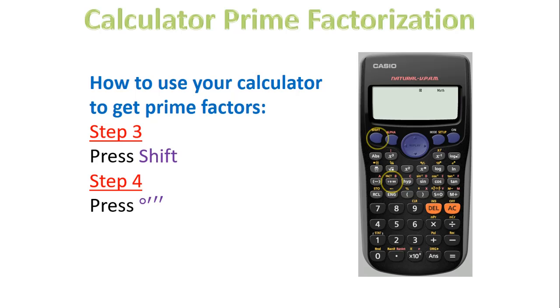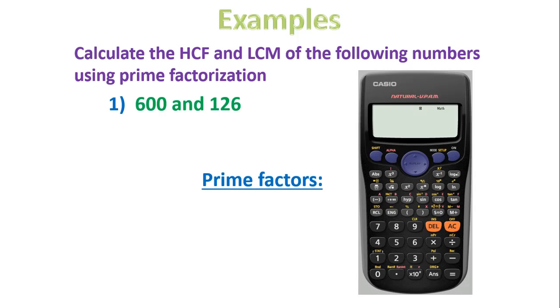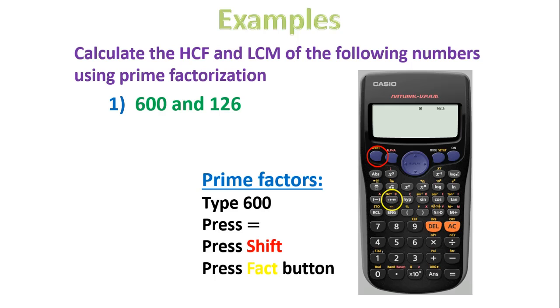Let's look at an example. Calculate the HCF and LCM of the following numbers using prime factorization. So, 600 and 126. Let's take out our calculator. So, we type in 600. We press equals, we press the shift button, and we press the fact button.